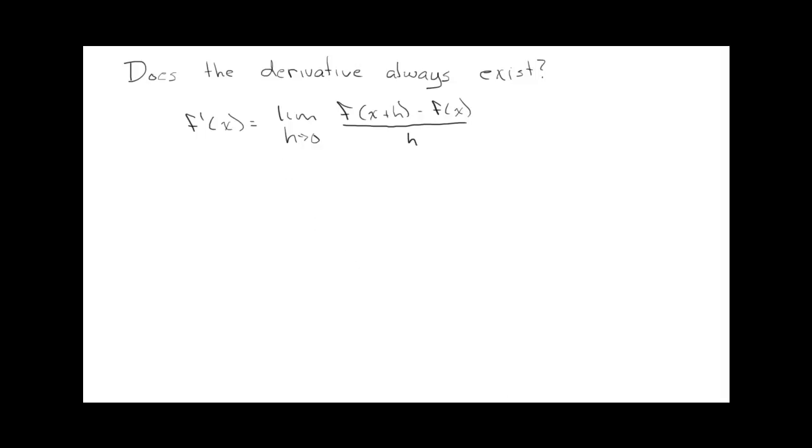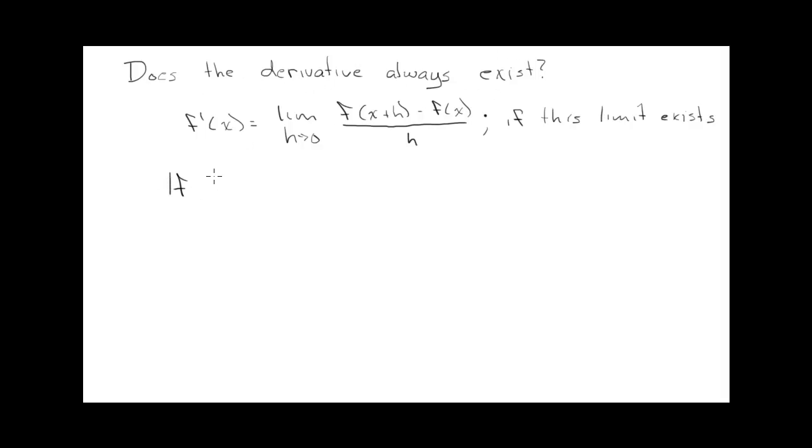Welcome. In this lesson, we are going to answer the question, does the derivative always exist? So recall from our lesson on derivatives that f prime at x, the derivative, is equal to this limit. But we put this condition, we said if this limit exists. So the question is, what happens if it doesn't exist? And the simple answer to that is, if this limit does not exist, then the derivative will not exist.